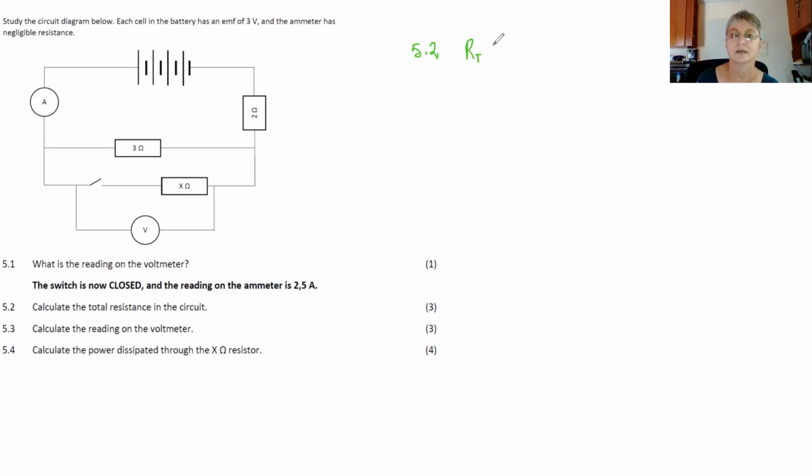The total resistance can be calculated by using Ohm's law if we've got the total potential difference and the total current. The total potential difference would be the 3 volts times 4, which is 12 volts, and the total current is given as 2.5 amperes. That is the easiest way to get the total resistance of 4.8 ohms. 5.2 is done.